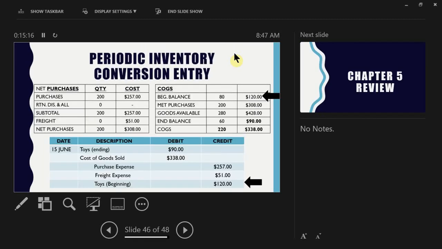So, of course, the last thing we got to do here is put in our conversion entry. And the last thing that we need to recognize is we have beginning inventory.